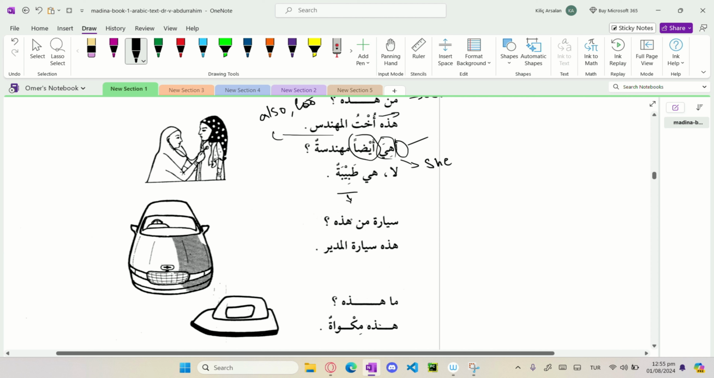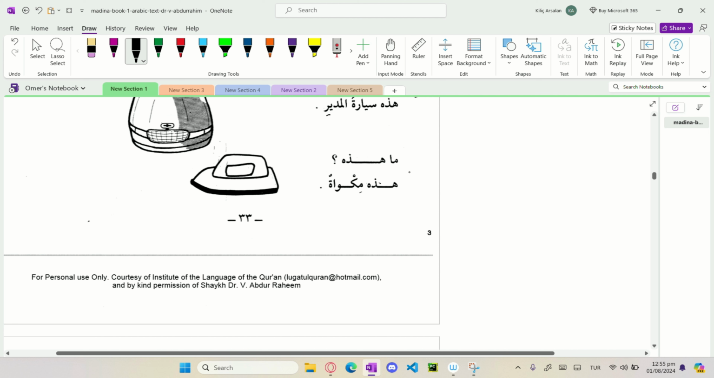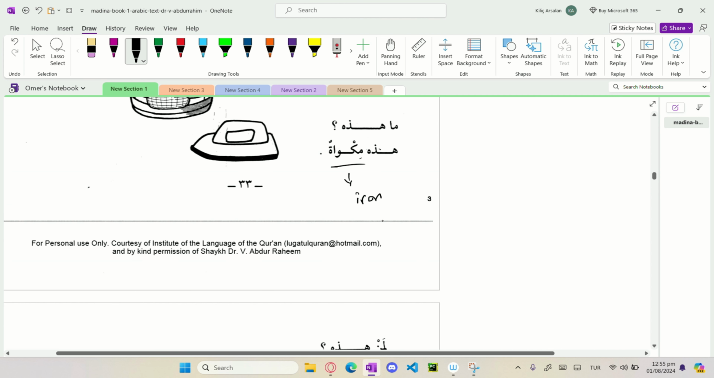سيارة من هذه? Sayara means car. Man, so سيارة man is a mudaf and mudaf ilay, which means whose car? هذه, this, since Sayara is a feminine object because it has a ta marbuta. هذه سيارة المدير. هذه سيارة المدير مضاف مضاف إليه. ما هذه? What is this? هذه مكواة. مكواة means iron. Since it has a ta marbuta, hence هذه.